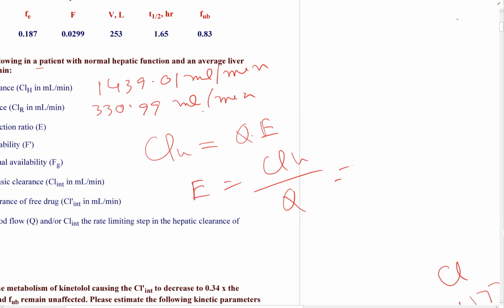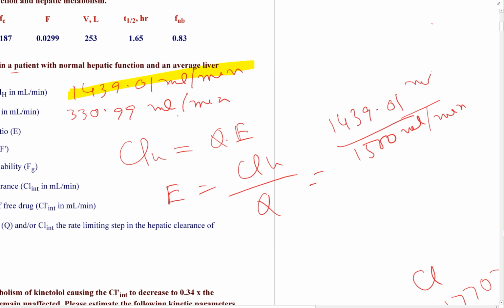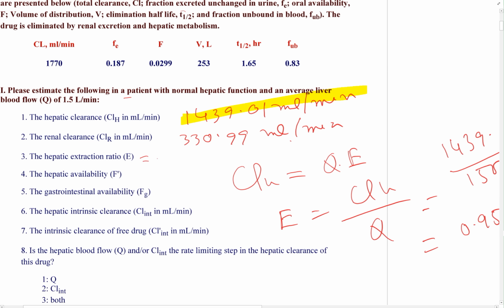So our CLH is this one, 1439.01, divided by Q, which is 1500 milliliter per minute, and our CLH is also in milliliter per minute. So the extraction ratio is 0.959.